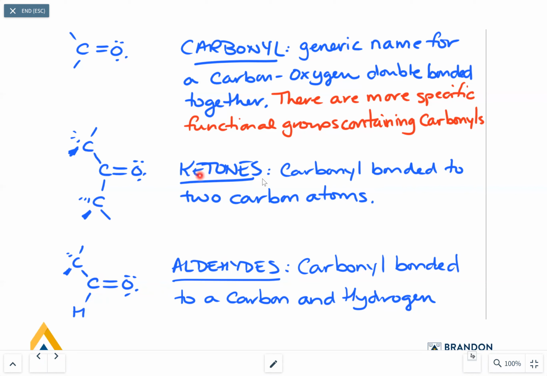So the chemistry of ketones and aldehydes are very similar. Aldehydes tend to be slightly more reactive because this hydrogen is very, very small, and so it's easy for other molecules to attack this. Typical reaction.